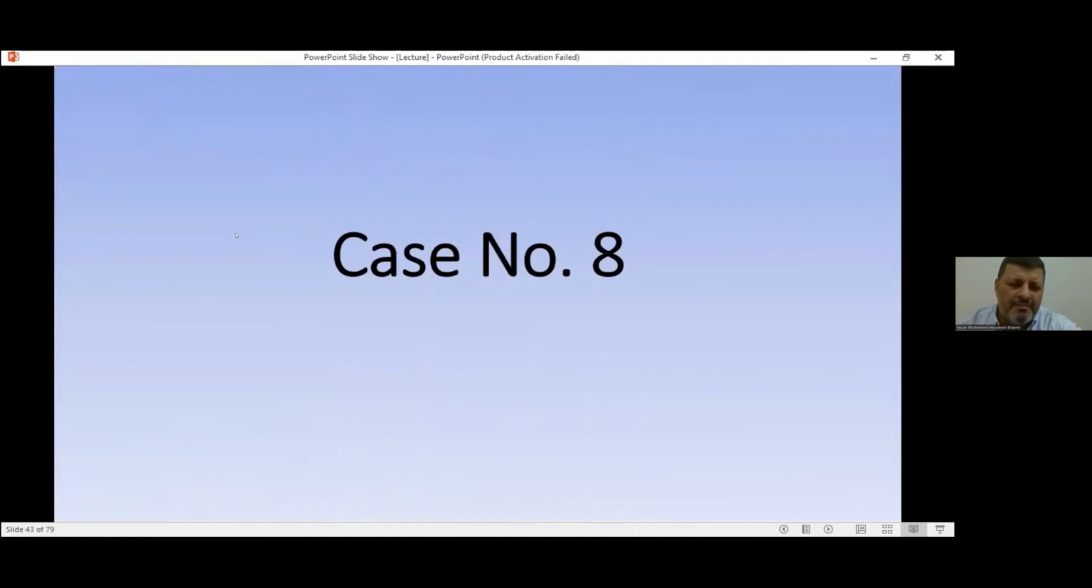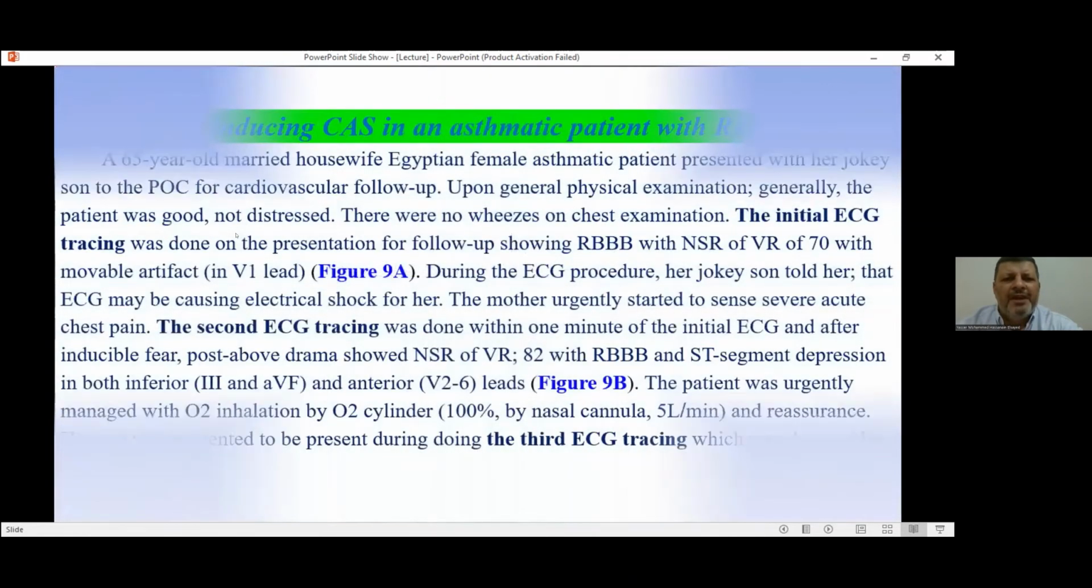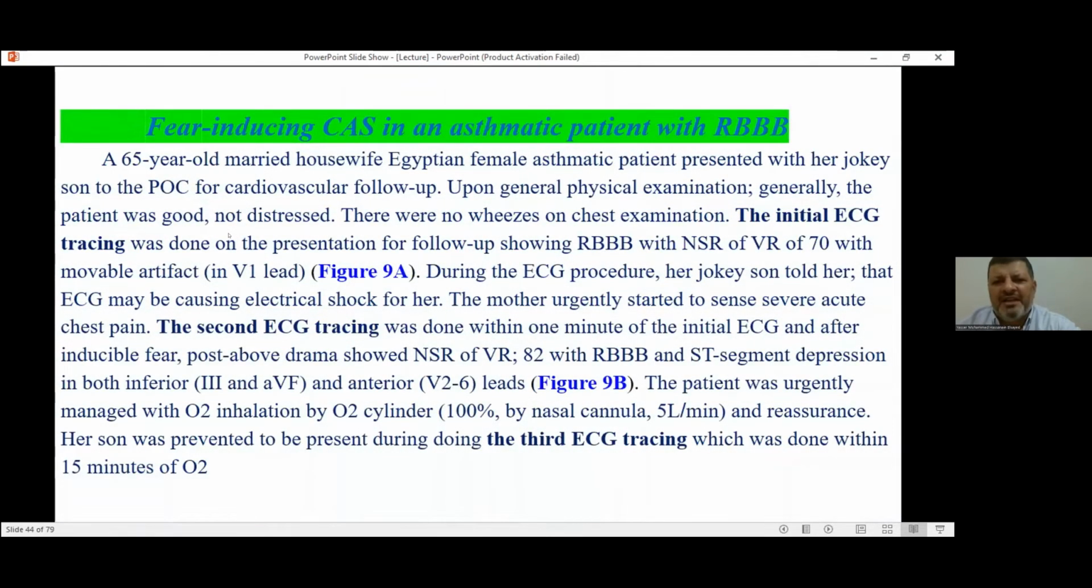Case number 8. Fear-inducing coronary artery spasm in an asthmatic patient with right bundle branch block. A 65-year-old married housewife, Egyptian female asthmatic patient, presented to the physician outpatient clinic for cardiovascular follow-up. On physical examination, the patient is good, not stressed. There are no wheezes on chest examination.